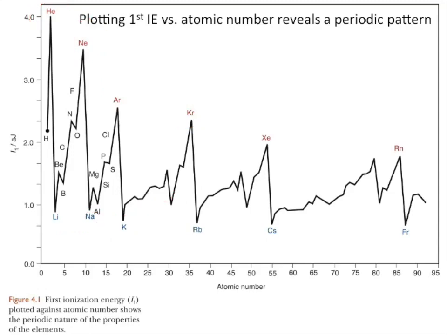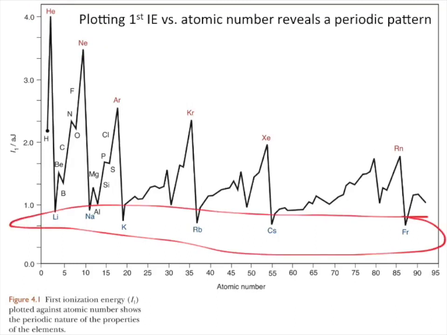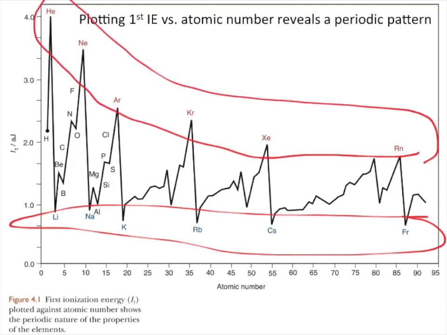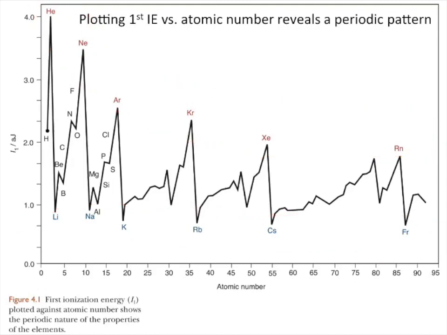The elements with the lowest ionization energies are the alkali metals. The elements with the highest ionization energies are the noble gases. But this periodic pattern is interesting, and we'll get to that in a few slides.